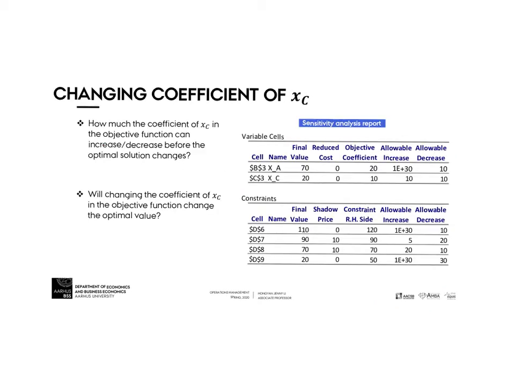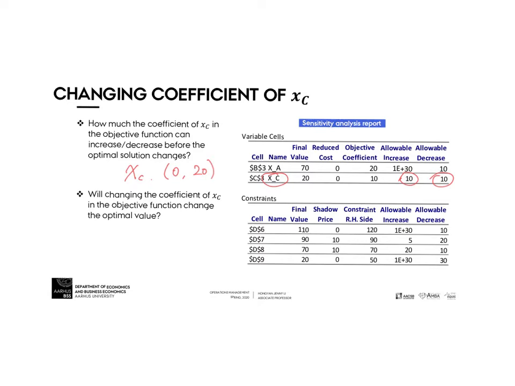Now let's see how much the coefficient of xc in the objective function can increase or decrease before the optimal solution changes. So now you can see the allowable increase and allowable decrease for your decision variable xc in the two columns in variable cells. And then you can see xc's coefficient can decrease to 0 or increase to 20, because you have both an allowable increase and allowable decrease of 10, then the optimal solution will not be changed.